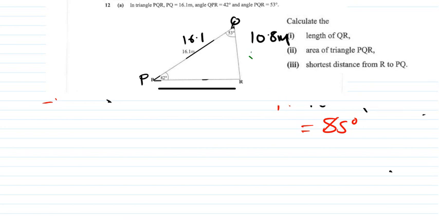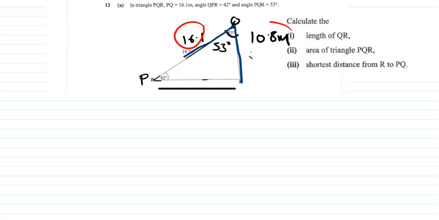The second part of the question is to find the area of the triangle. I already explained this in the video where I was explaining the sine rule. We find the area when we have an angle and its two adjacent sides. In this case, that angle is 53, and its adjacent sides are known, 16.1 and 10.8.